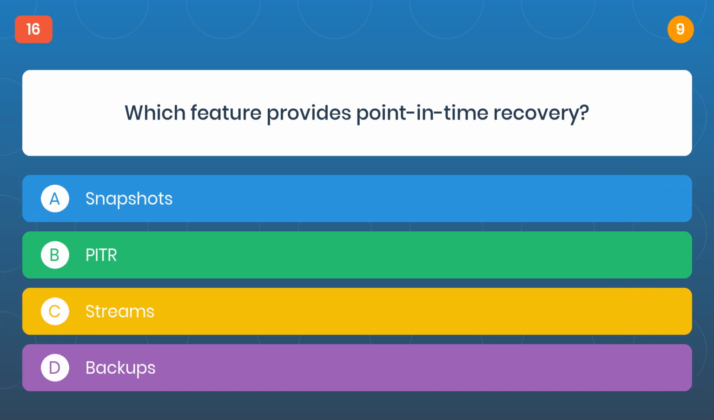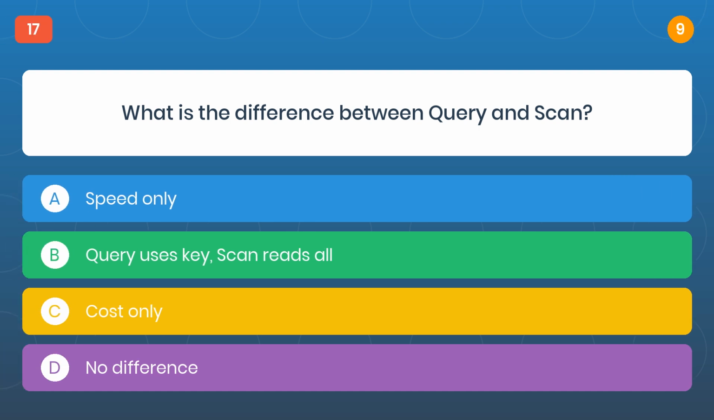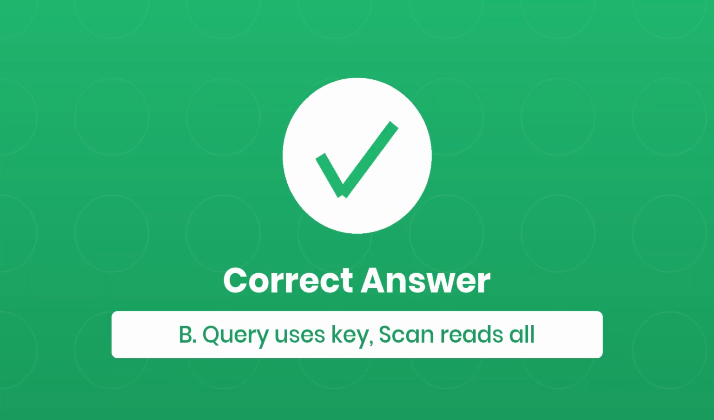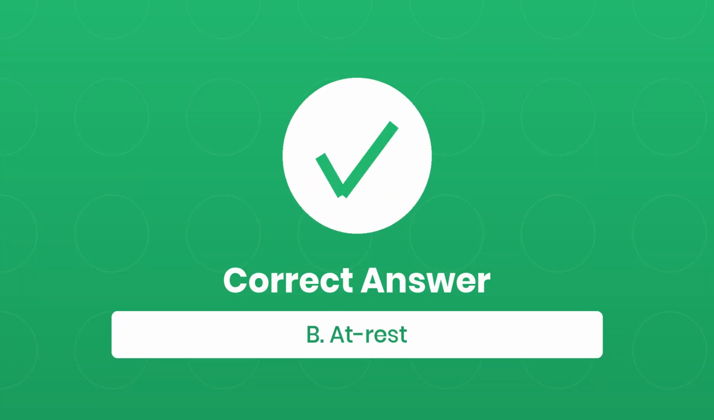Question 16. Which feature provides point-in-time recovery? The correct answer is B, picture. Question 17. What is the difference between query and scan? The correct answer is B, query uses key, scan reads all. Question 18. Which encryption is enabled by default? The correct answer is B, at rest.